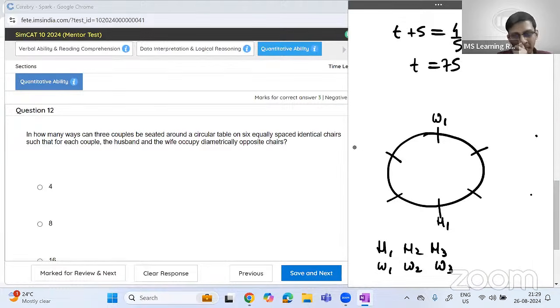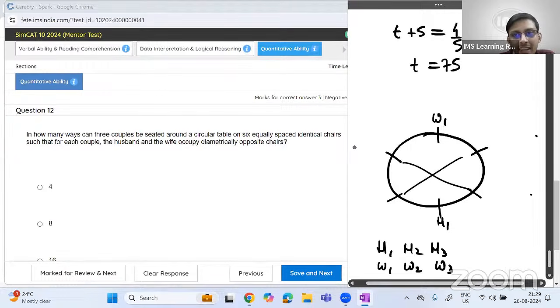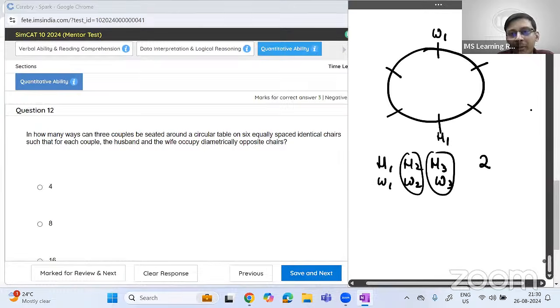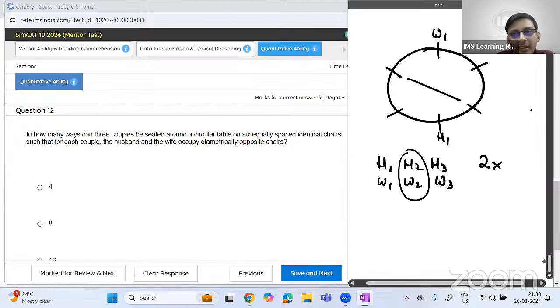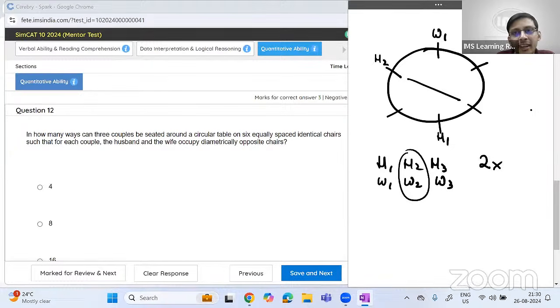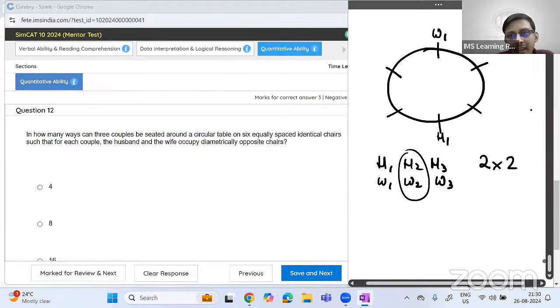Okay. Now there are two other diameters. And now relative positions will matter. So I can arrange two couples among the two diameters, or basically choose the diameters in two ways. Which couple with which diameter? Two ways. Now for placing, let's say this is chosen for this one. If I have H2 here and W2 here, or H2 here and W2 here, so two ways again. And for this one also, H3, W3, two places, so two ways again.